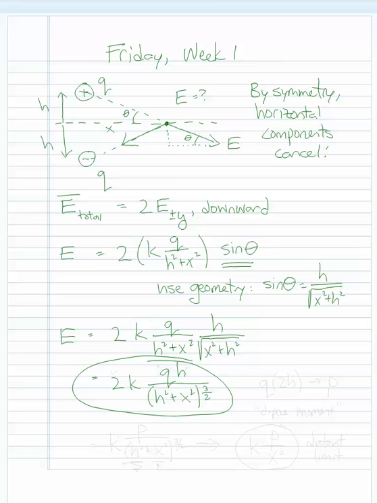Now, the way a dipole electric field is usually expressed is in terms of this combination with the 2 and the q and the h. So q, the charges, times the distance between them, 2h, is sometimes called the dipole moment. So we can write this as the dipole moment, p divided by h squared plus x squared.